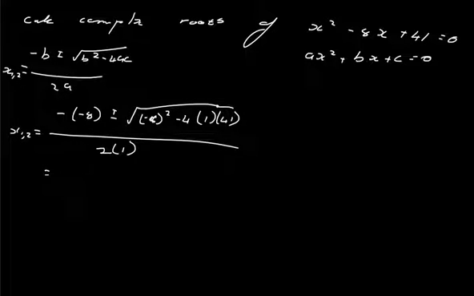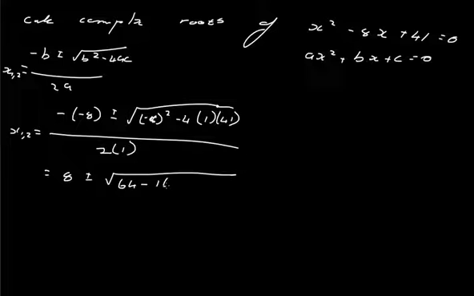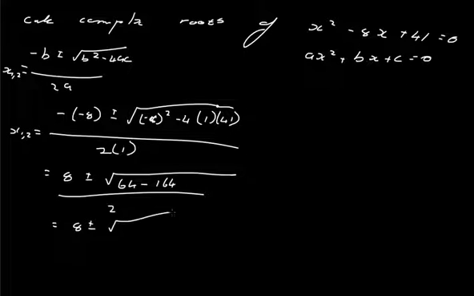You can lose stupid marks like that if you don't get your formatting right. Okay, so let's simplify this a little bit. Minus times minus is 8 plus or minus the square root of 8 squared, pop it into a calculator if you don't know, but the answer is 64. Minus 4 times 41 is 164, over 2, which is equal to 8 plus or minus the square root of negative 100 over 2.